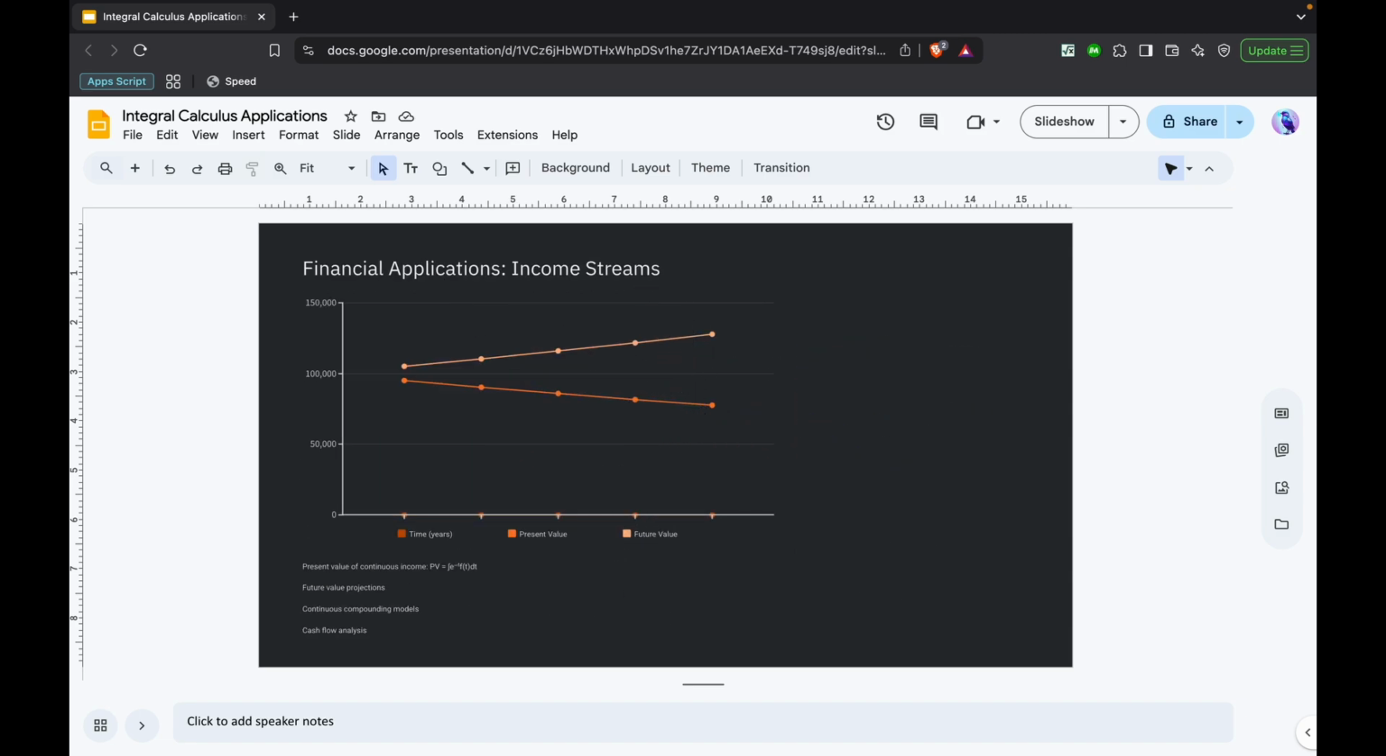Now, a financial application is income streams. This is not as much integration as it is economics, but there is the present value of continuous income, future value projections, continuous compounding models, and cash flow analysis, which are the 4 main topics that are going to be covered in these financial applications. So that's really about it. And as you see, there are a few notes where differential calculus and integral calculus align, but normally this would also lead to differential equations.